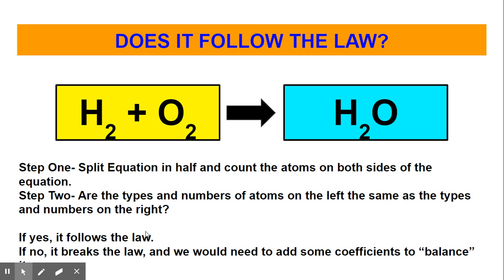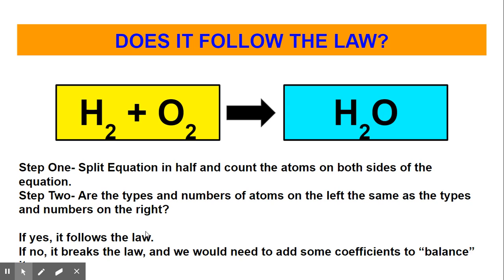So first step is to split the equation in half and count the atoms on both sides of the equation. Step 2 then: are the types and numbers of atoms on the left the same as the types and numbers on the right? If they are, then it follows the law. If they aren't, it breaks the law, and then we have to try to fix it.